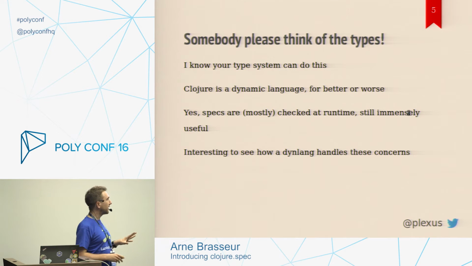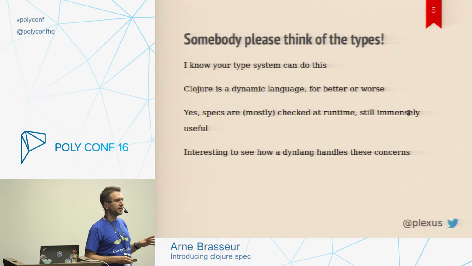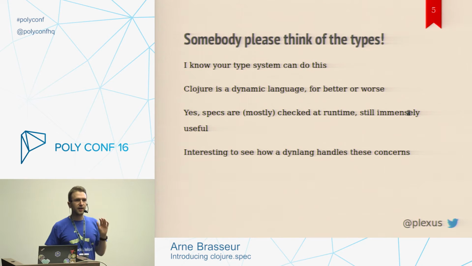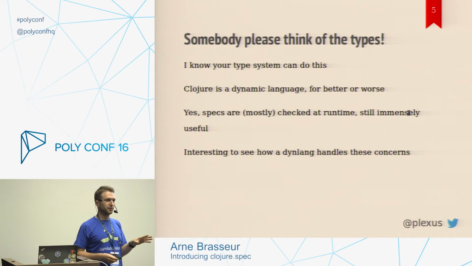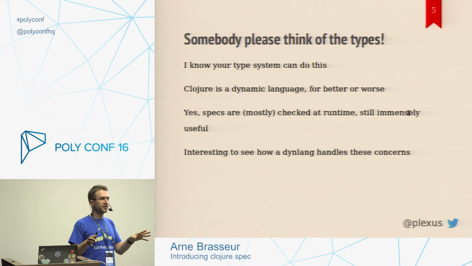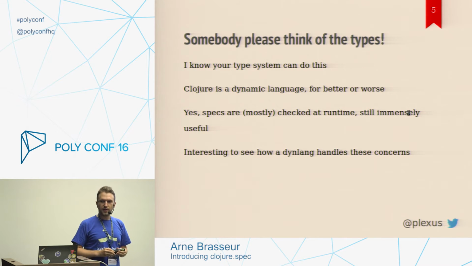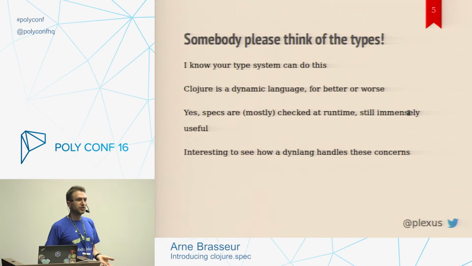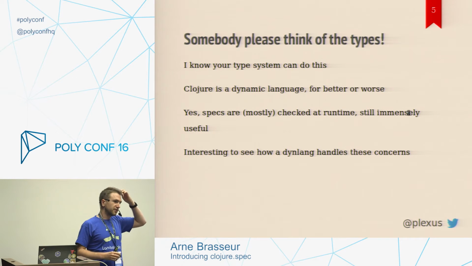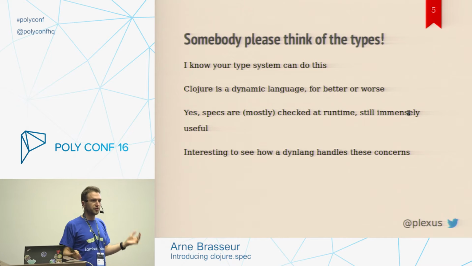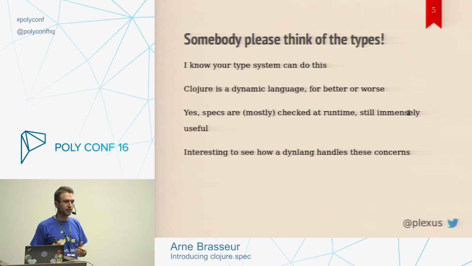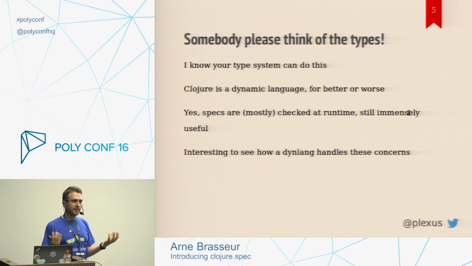Now, before I really dive into it, I quickly want to say something. I know that some of you in the audience will be thinking, my type system can do that. And that's great. But if that's going to be your first question after the talk, then please just let somebody else ask a question. Clojure is a dynamic language, that ship has sailed for better or for worse. It has pros and cons, and that's just how it is.